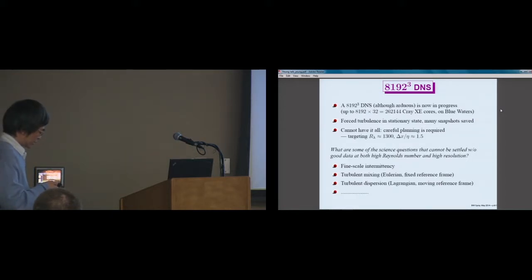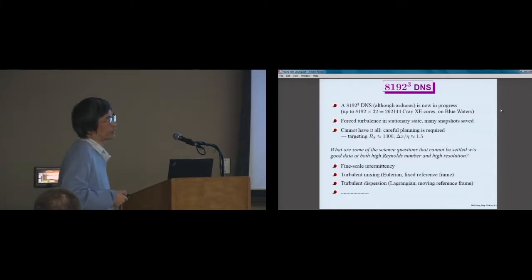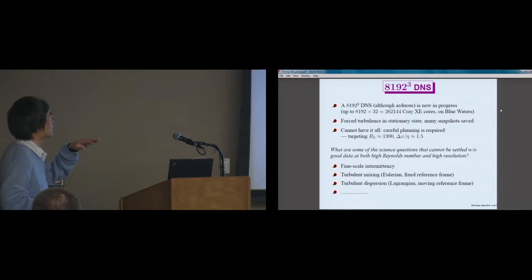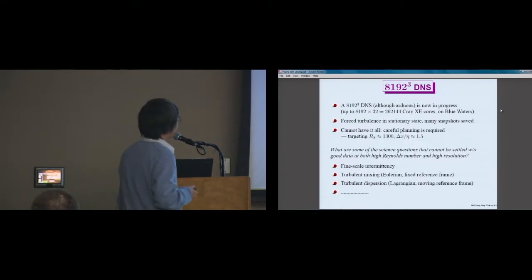We have been using 256K cores. And we have what we call forced stationary state. Basically, we try to have everything relatively steady, going up and down. And we save many snapshots. So every now and then, we will save all the data and we try to analyze it later.